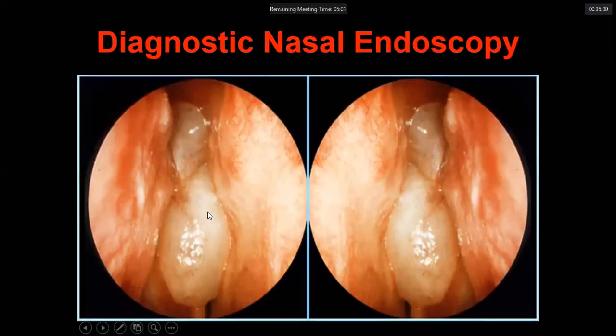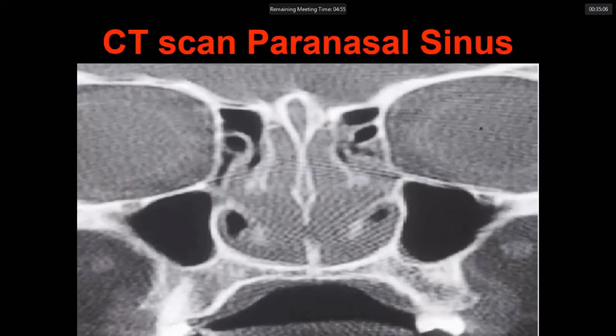And again, another endoscopic image. This is how it looks. And in the paranasal sinuses CT scan, this is how it looks, right?